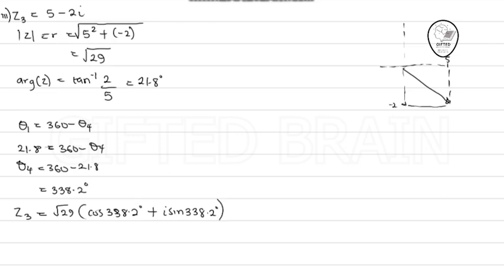And you can confirm your complex number by multiplying the root 29 by your cos or sine. You will have the actual value. But if you had used 21.8, you won't have that answer.